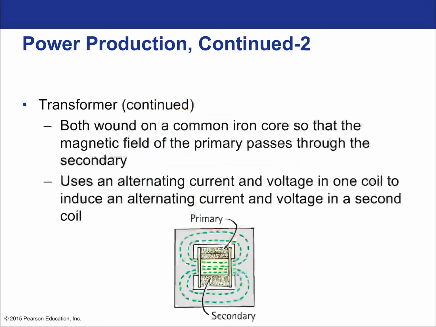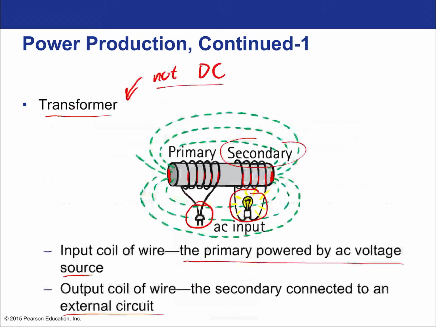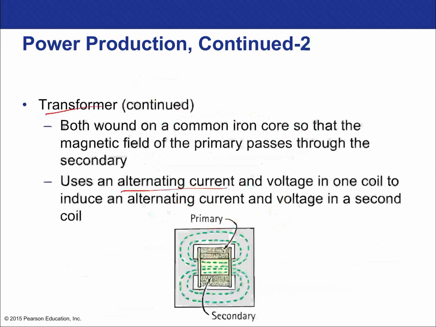Okay, so transformers, more about them. Both are wound on a common iron core, so the magnetic field of the primary passes through the secondary. That's kind of the setup. It uses an alternating current, remember it only works with alternating current, and voltage in one coil to induce an alternating current and voltage in the secondary coil. Because obviously it can't create a steady current because the magnetic field is varying, and every so often the magnetic field is zeroing out, so thus the output of the secondary is also going to be AC. So everything about it is alternating.